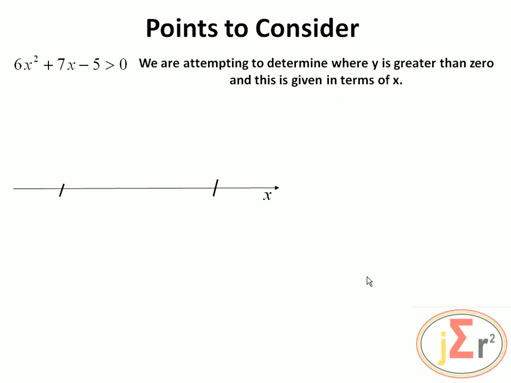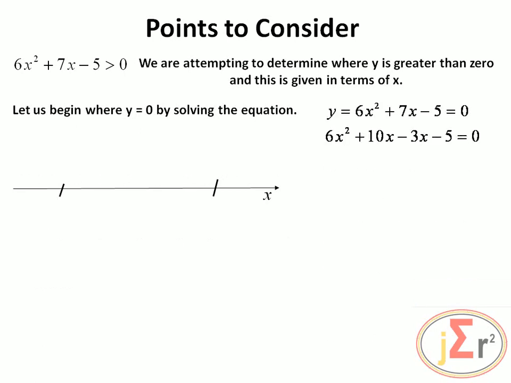Now we have another one. We are attempting to determine where y is greater than 0, and this is given in terms of x. So this expression is a function of x, so we are saying f of x is greater than 0 or y is greater than 0, but the answer will be given in terms of x. So let us begin where y is equal to 0 by solving the equation. So 6x squared plus 10x minus 3x minus 5 is equal to 0.